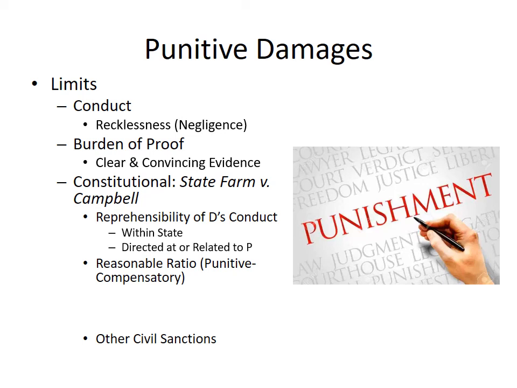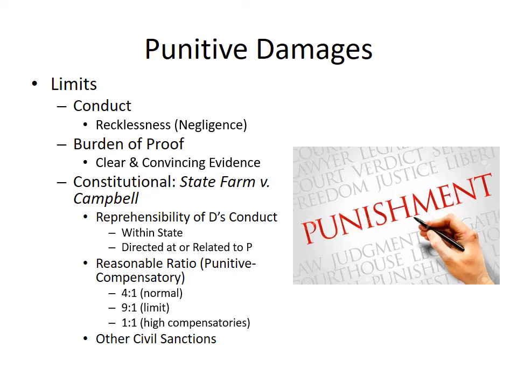A second factor is the ratio between the compensatory damage award and the punitive award. And the court suggested that there are some guidelines that trial judges should follow in determining whether an award is acceptable or unconstitutional. In a variety of opinions, the court suggested that a 4-to-1 ratio seemed to be about right. And my ratio here is actually punitive to compensatory. So if there were $100,000 of compensatory damages, a $400,000 punitive award would seem to be right in the ballpark.